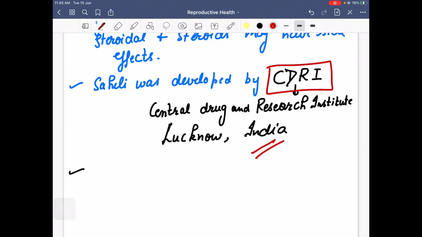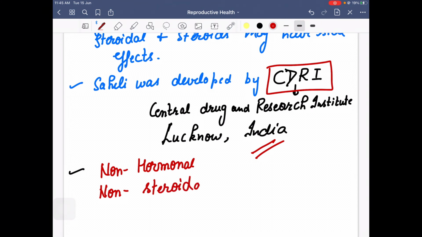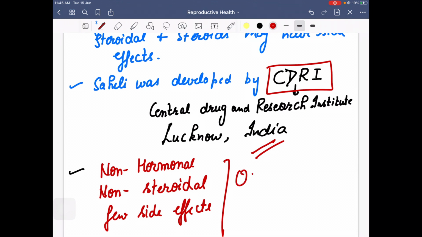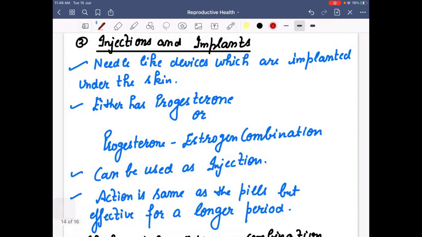And one thing about Saheli is that it is non-hormonal, because it includes the chemical centchroman, and it is non-steroidal, right? And it has very few side effects, almost negligible side effects. And why is it preferred? Because it is taken only as a once a week pill. Otherwise other tablets, combination pills, you have to take on a daily basis, but Saheli has to be taken only once a week during the menstrual cycle.